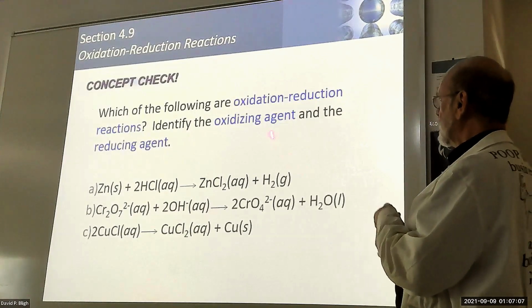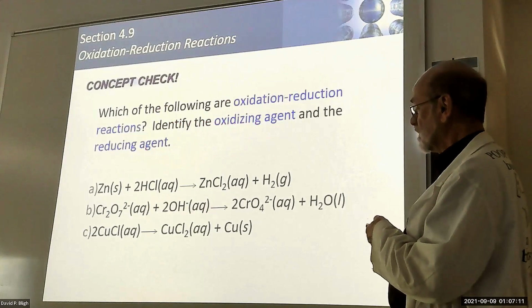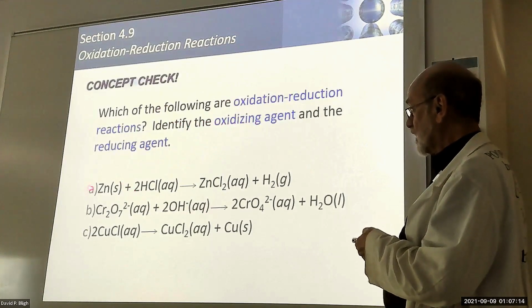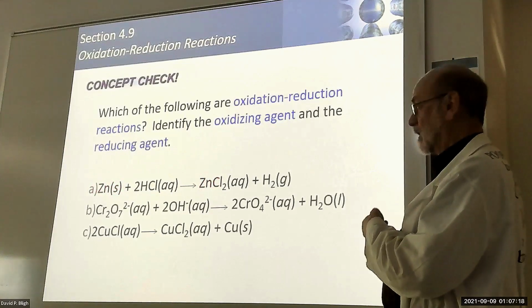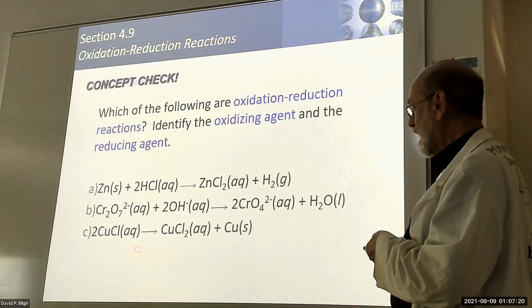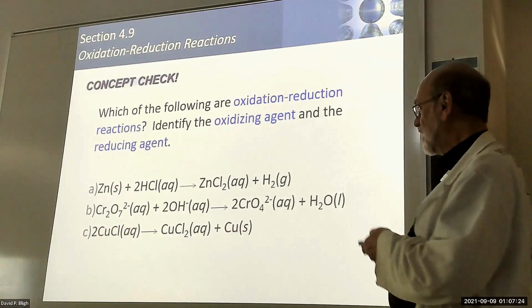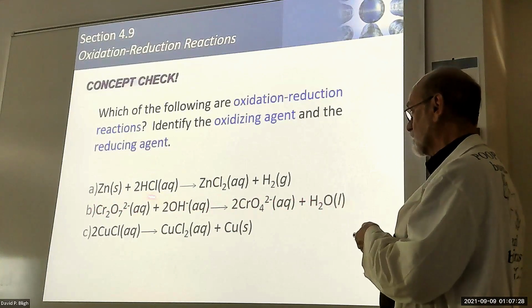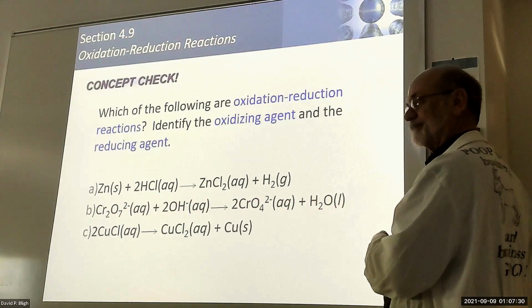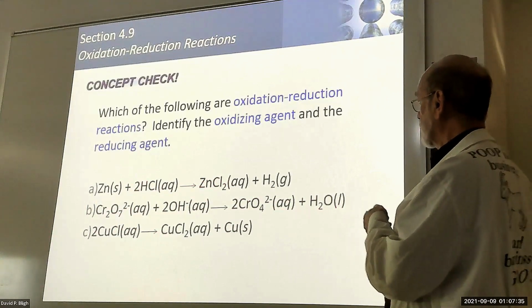Which one of these is oxidation reduction, and identify the oxidizing agent and the reducing agent. This one is a redox reaction. Notice there's an element here, and it's in a compound there. So we know that one is. Here we have a compound, and there's an element. So we know that one is. If we do the calculations here, we find that this is not a redox reaction. So we're only interested in these two for oxidizing.